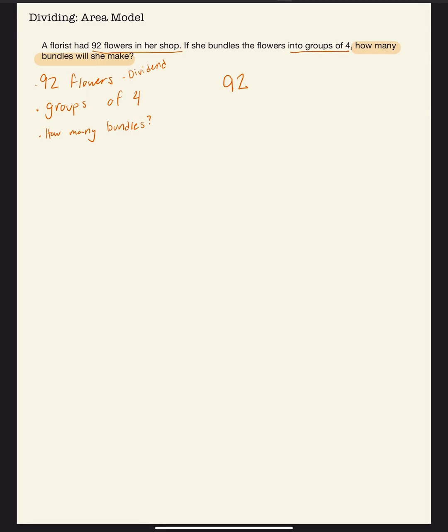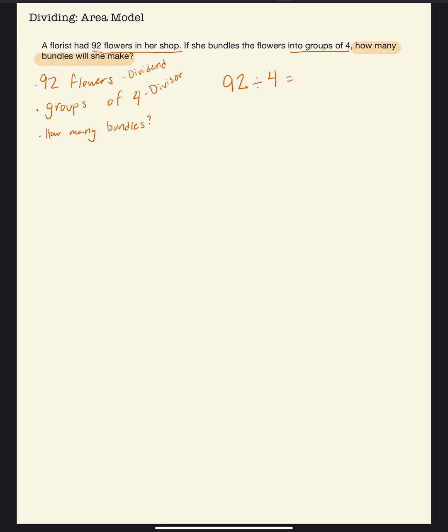Then I move on and I think about my divisor, which is the number of groups or the number that the dividend is being separated into. So I know I'm taking my 92 flowers and I'm separating them into groups of 4, which would make this piece right here my divisor.